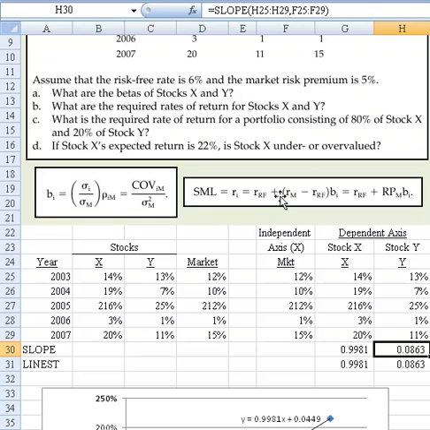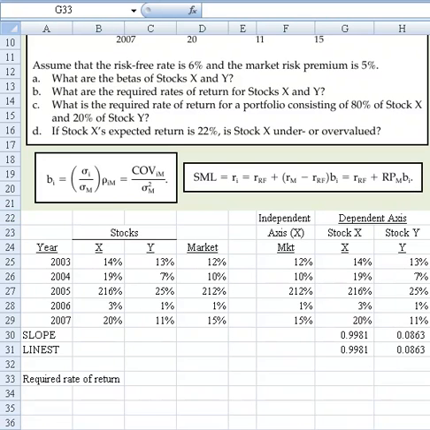B says, what's the required rate of return for stock X and Y? Now we use this second formula, and what we know is the security market line tells us that we can calculate a required rate of return by taking the risk-free rate plus the risk premium of the market times the beta. So why don't we go ahead and work that? Okay, now I've moved the graph out of the way so we have some room to work. But using that formula, we know the risk-free rate of return was given in the problem as 6%.